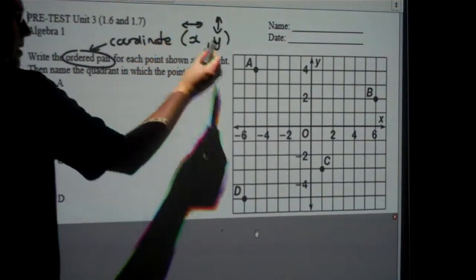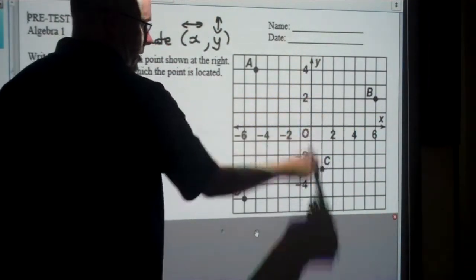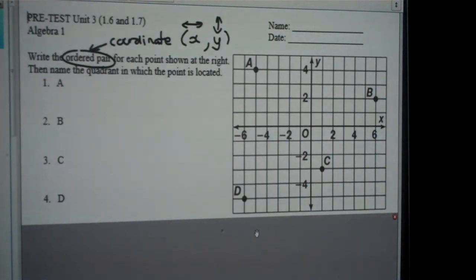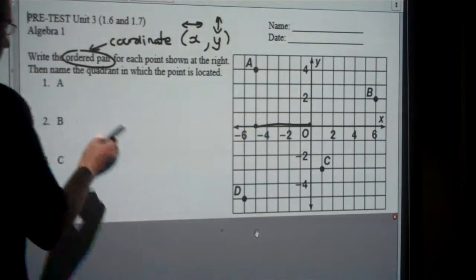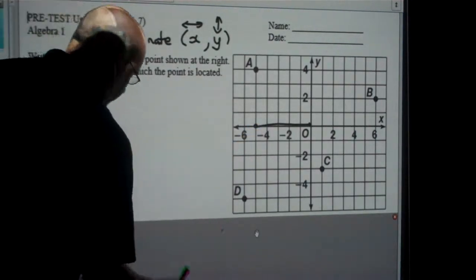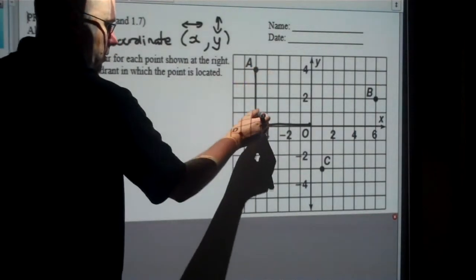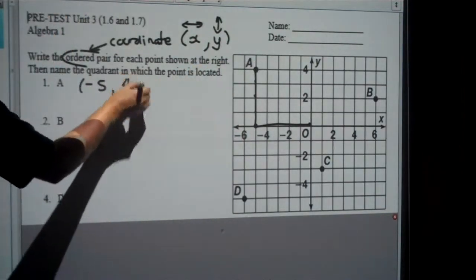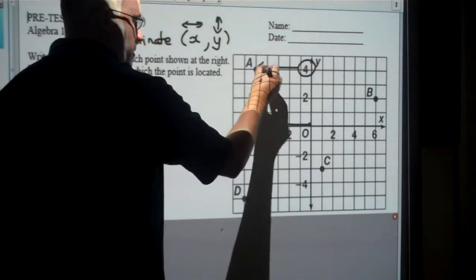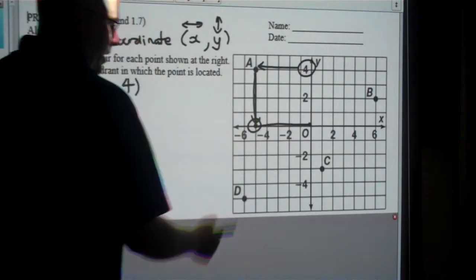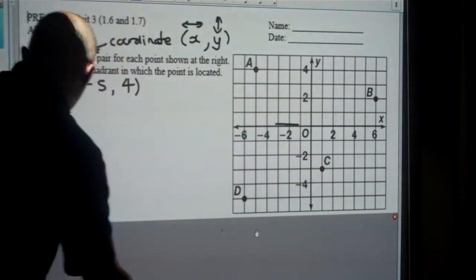Now you should be able to see that anyway just by looking at this picture here. You can see that the x goes left and right and the y goes up and down. So for coordinate A, if I start from the origin, I go across to this point here, which is -5. And then I go up 1, 2, 3, 4 squares. So -5, 4. You can also see from this point as well that the y value is 4 and also that the x value is -5. So that's another way you can look at these questions as well.